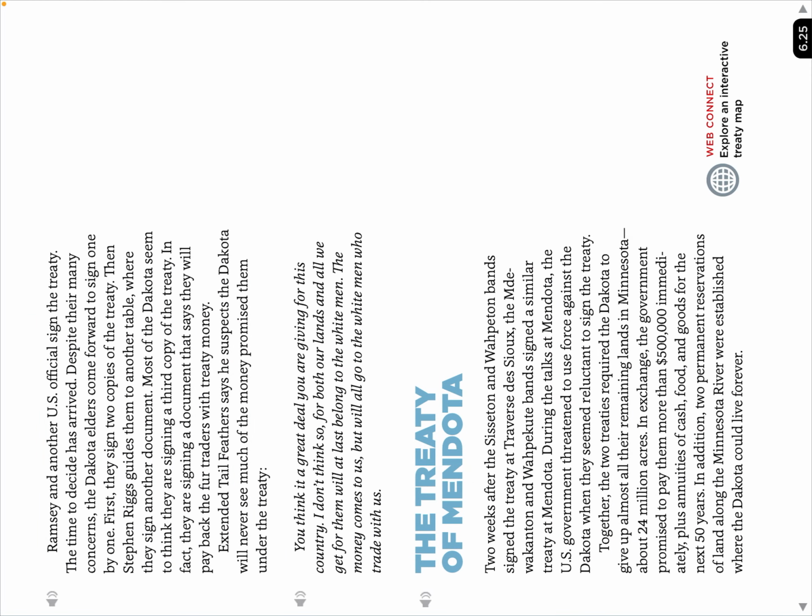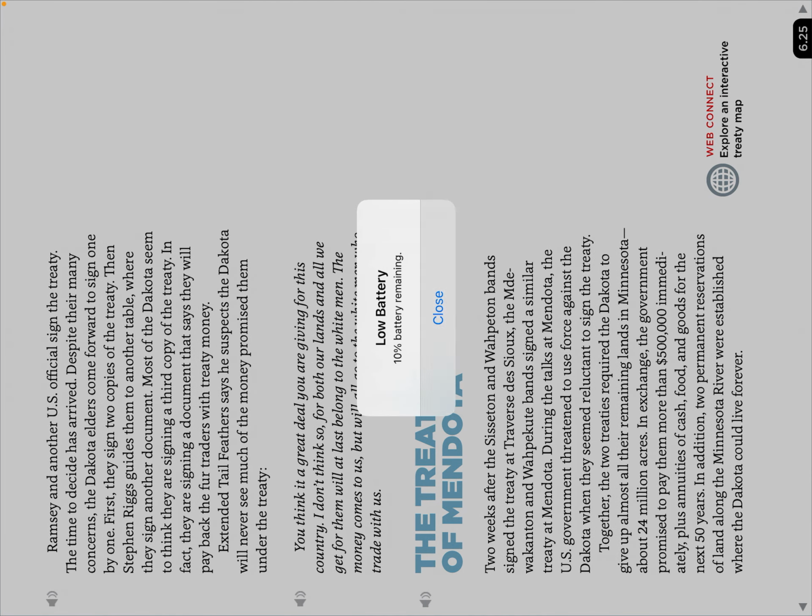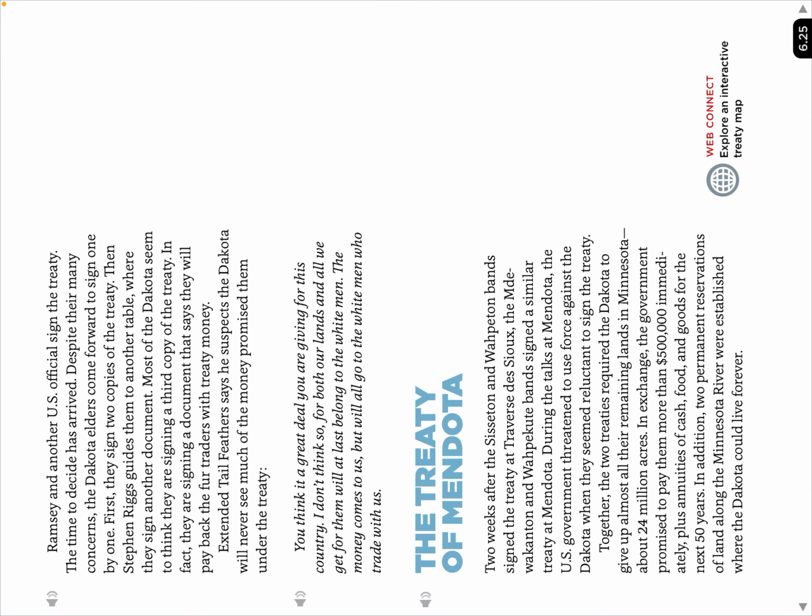Ramsey and the other United States officials signed the treaty. The time to decide has arrived. Despite their many concerns, the Dakota elders come forward to sign one by one. First, they sign 2 copies of the treaty. Then Stephen Riggs guides them to the end of the table, where they sign another document. Most of the Dakota seem to think they're signing a 3rd copy of the treaty. In fact, they're signing a document that says they will pay back the fur traders with the treaty money.